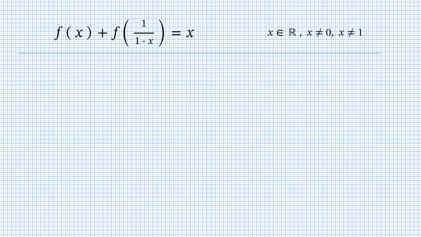So, let's make the second term look exactly like the first. How? By the following substitution: x equals 1 over 1 minus y. Now we need to express the second argument in terms of y.